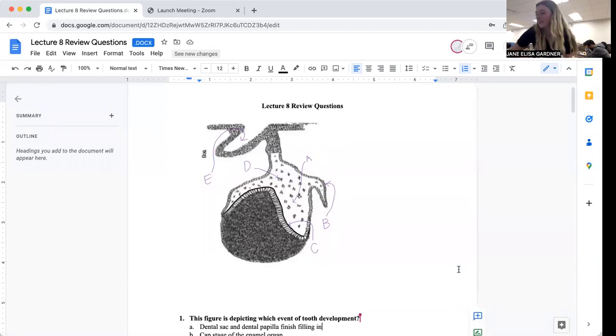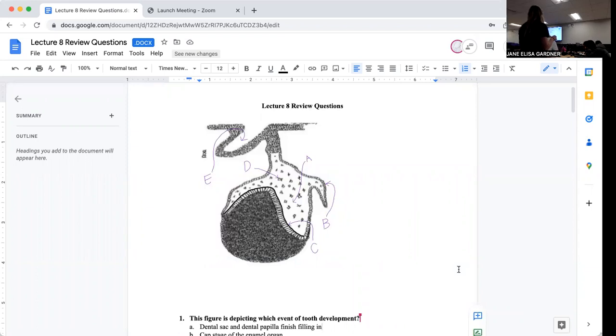Okay, so let's start with the figure. So what is A? It's kind of just pointing to nothing. So I kind of meant it as like the entire thing. So for A, it's enamel organ. What about B? Does anybody know B?